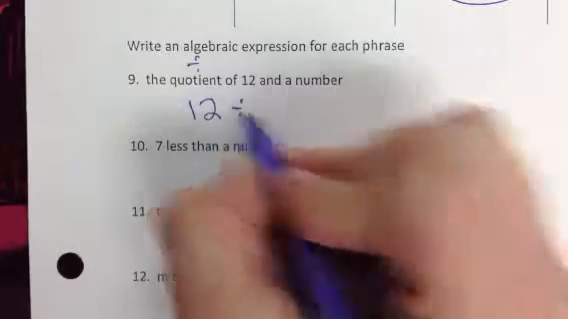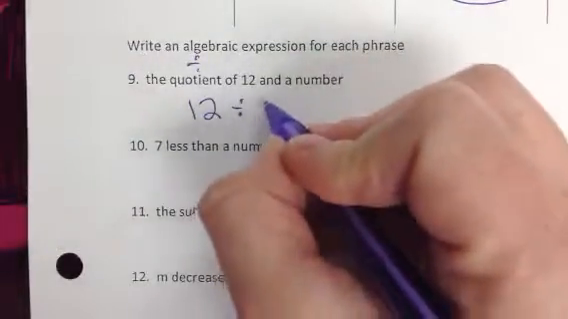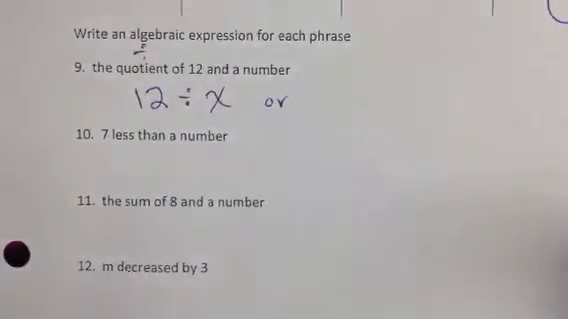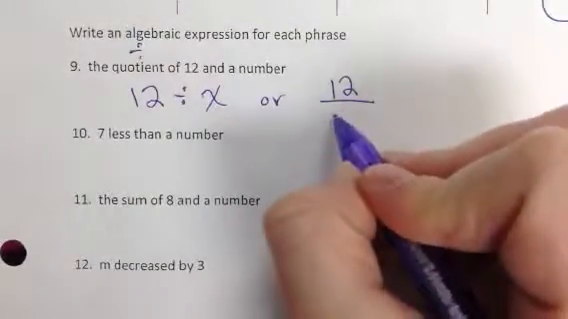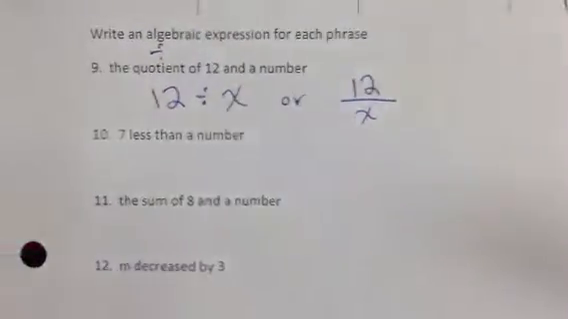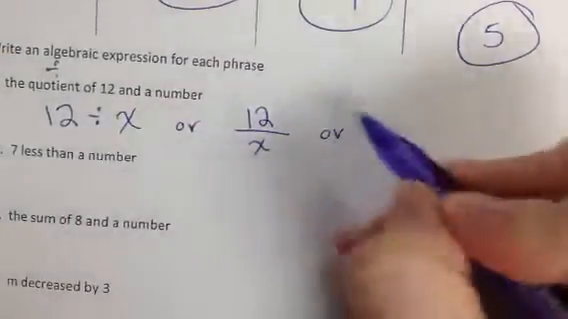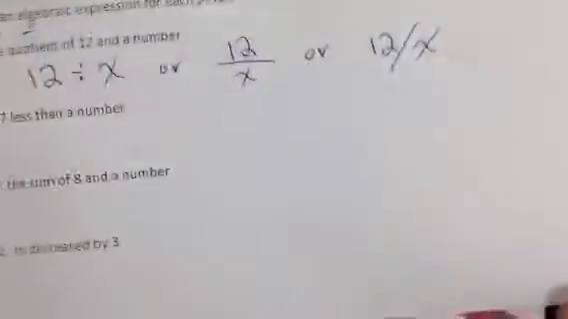12 divided by the number that I don't know, so I have to pick a variable like x. You might have written it a different way. So if I put 12 divided by x using a fraction bar, that is also okay. Or even, some of you might have used a divide like a slash. All of those are okay.